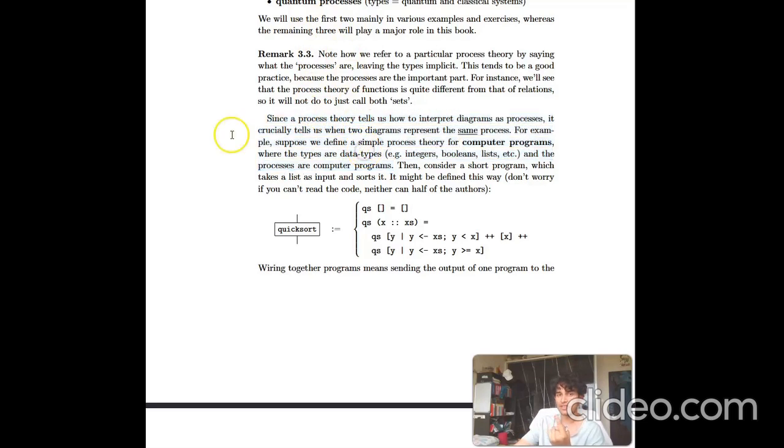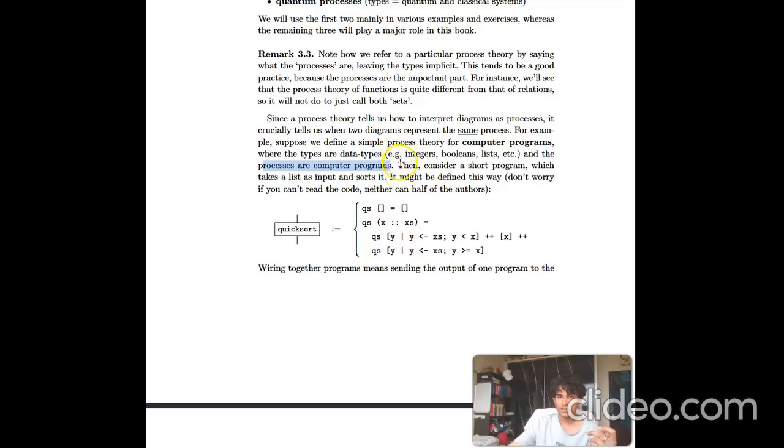An example of this is a simple process theory called computer programs. This is again a different approach to understanding programming itself. Instead of trying to understand hello world and println and stuff like that, you are now going to generally study a class of computer programs, and start looking at different data types. What are the types here? In computer programs, we know integers, booleans, lists, etc. And the processes are computer programs. That's why I drew the analogy to algorithms and processes, because it's the same thing.